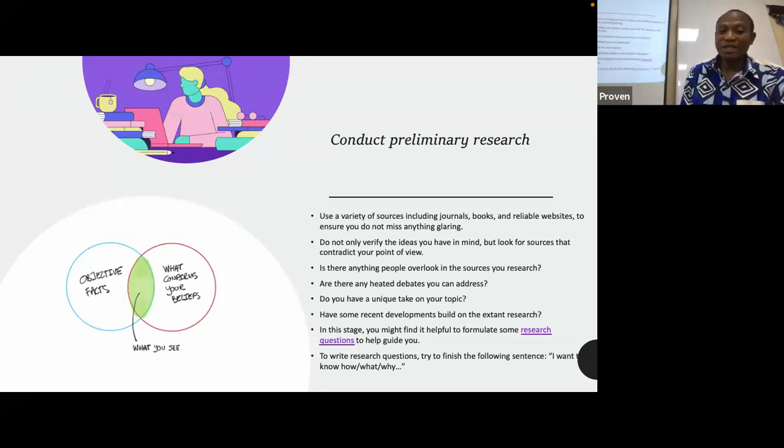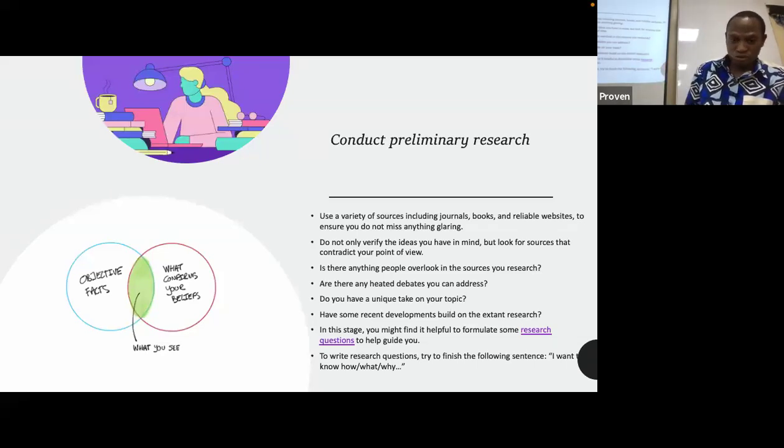Are there any heated debates that your work can address? Do you have a unique take on your topic? Is it unique compared to what others have done? Have some recent developments built on the previous research that has been done? So you need to check out all these things. And by the time you are checking them out, you are coming up with your research questions. And these research questions are what will guide you.